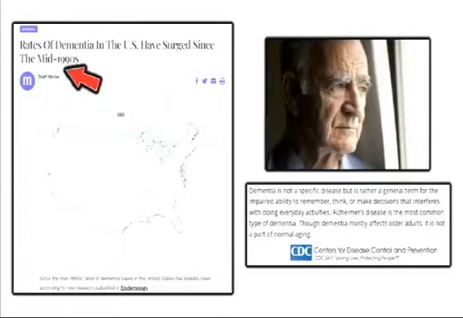The human, what's called dementia. I don't know if you ever heard of dementia, but dementia is not a disease, it's just a general term for impaired ability to remember, think, or make decisions that interfere with doing everyday activities. And a particular disease called Alzheimer's disease is a form of dementia, okay?